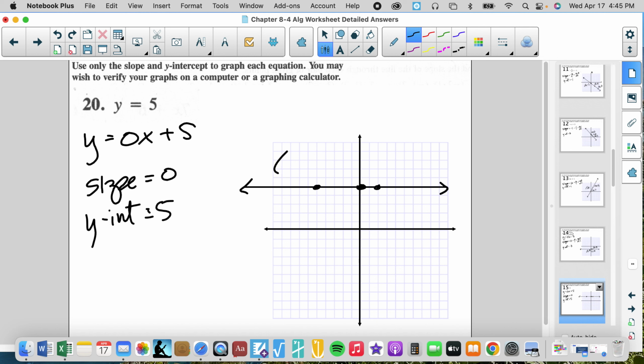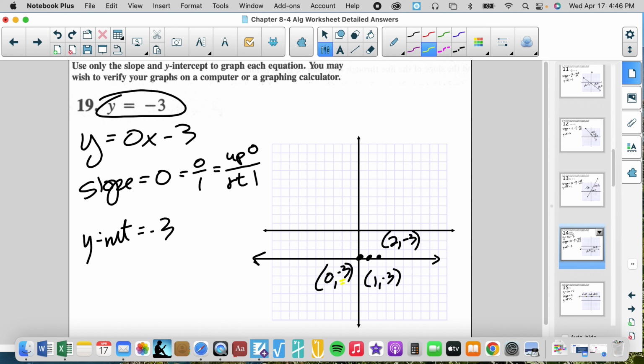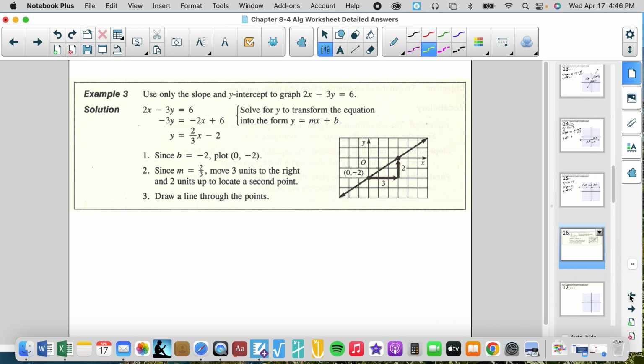I just need to label 3 points. Negative 5, 5. This is 0, 5. This is 2, 5. It doesn't matter what I plug in for x, my y value is always going to be 5. Notice the y value is 5, the y value is 5, the y value is 5. The y value was negative 3, negative 3, negative 3. I'm always going to get those values. Those are good tricky ones.